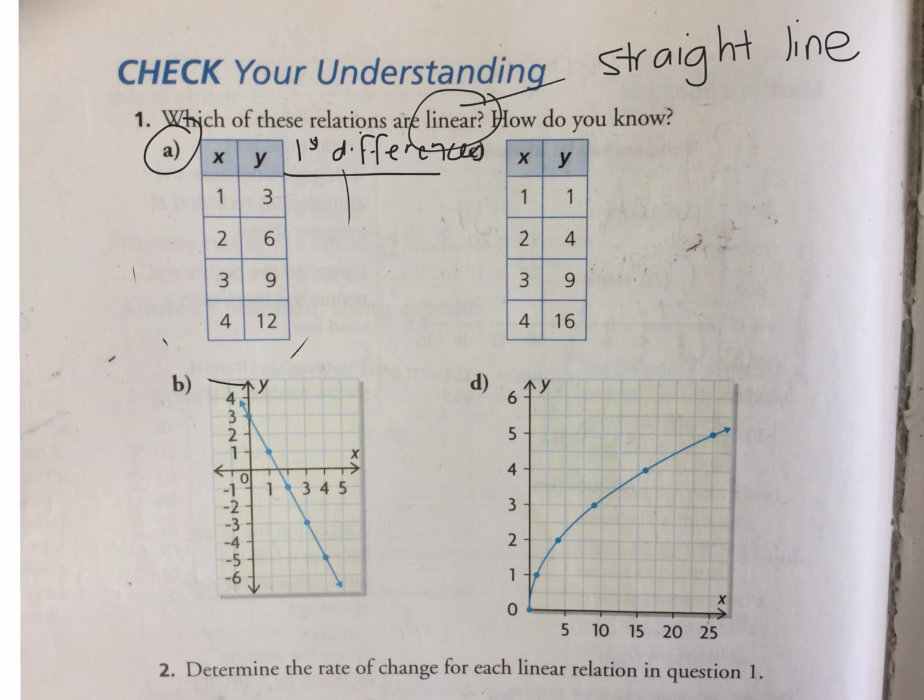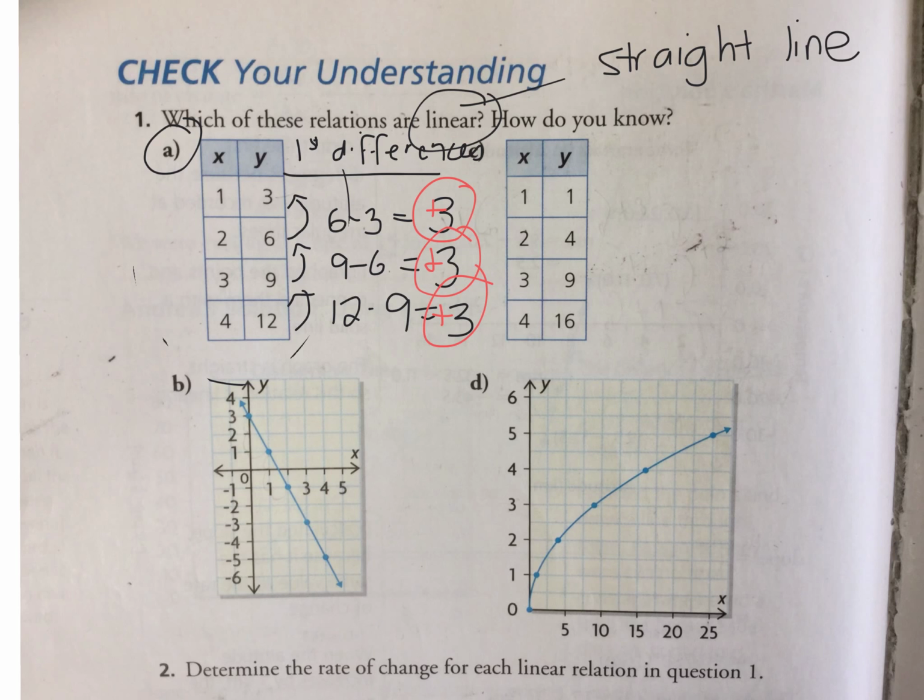So to calculate the differences, I take 6 minus 3. I want to know what the difference between those values is. What's 6 take away 3? Okay, then I'm going to subtract 9 take away 6, and 12 take away 9. My differences are positive 3, which means that this relation is going up by a constant number, by 3, every single time. So is it linear or not? Linear. Good. Okay, so this one's linear.